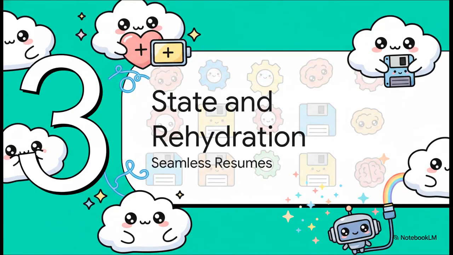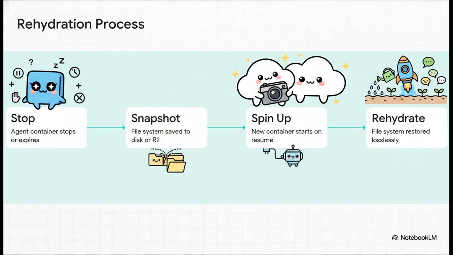Okay, let's jump into Section 3, Managing State and Rehydration. This is where things get really cool. So the Agents SDK manages this ephemeral compute totally out of the box using an incredibly elegant four-step process. Imagine your agent's container stops or times out. No panic. The system immediately snaps a picture of the file system.